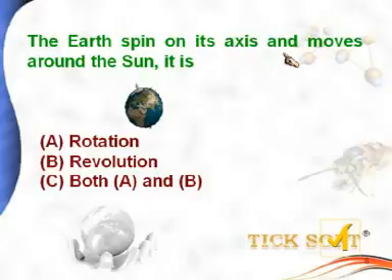And they have asked for what? And moves around the sun. So when the earth moves around the sun, what will we say? That is revolution. When the earth spins on its axis, it is called rotation, and when the earth moves around the sun, that is revolution. So rotation and revolution is the answer. So both A and B is the answer.